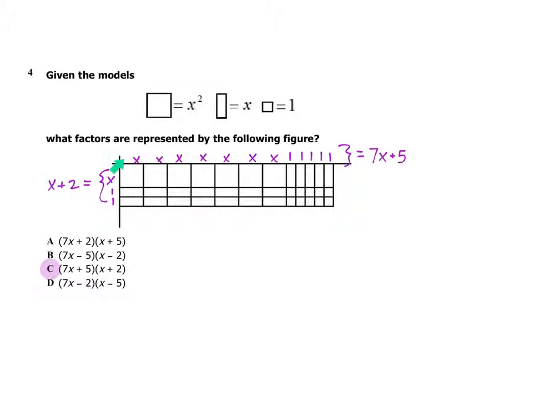So when we multiply, we write a horizontal and a vertical component to the multiplication. So basically they're asking what blocks would be laid across the top and down the side to give us this product. So I wrote it out. Each one of these has a length of x, that's 7x. Each one of these has a length of 1, that's 5, so 7x plus 5. And x plus 2 on the other side, 7x plus 5, x plus 2, which was C.